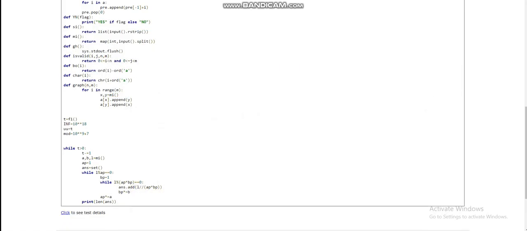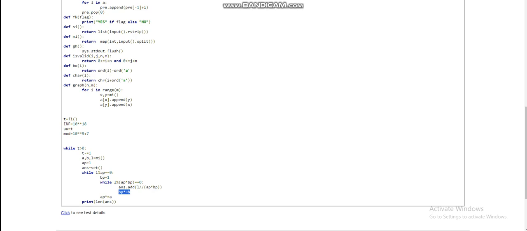Okay, so this is the outer loop, and this is the inner loop. And bp is equal to 1, and in this loop we are checking l modulo ap into bp, while it is equal to 0 we are iterating, and at each step we are putting the value of l by ap into bp in the answer set. Answer is a set, and in the inner loop we are multiplying bp by b, and in the outer loop we are multiplying ap by a. Okay, and at the end we are printing the length of the answer.